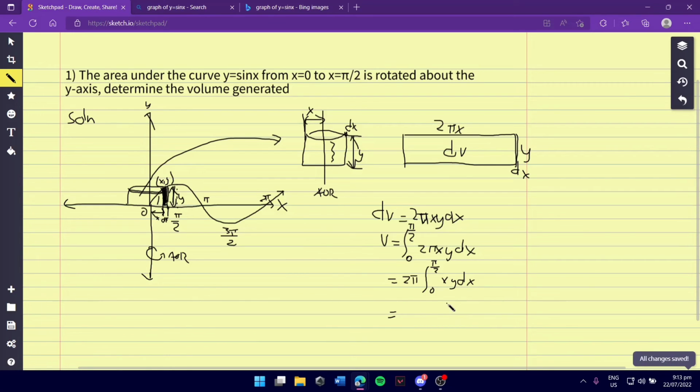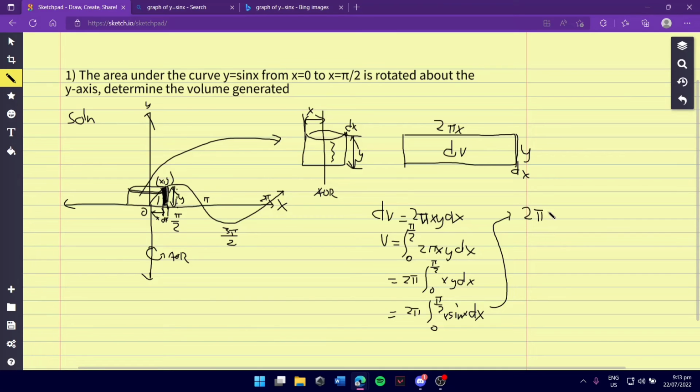So we will distribute first your x and y. Since it is 2 pi, then distribute the value of y. So this is your sine x, x sine x, right? Then your dx. So here now, the integral of x sine x, and by solving it, we have your final answer.